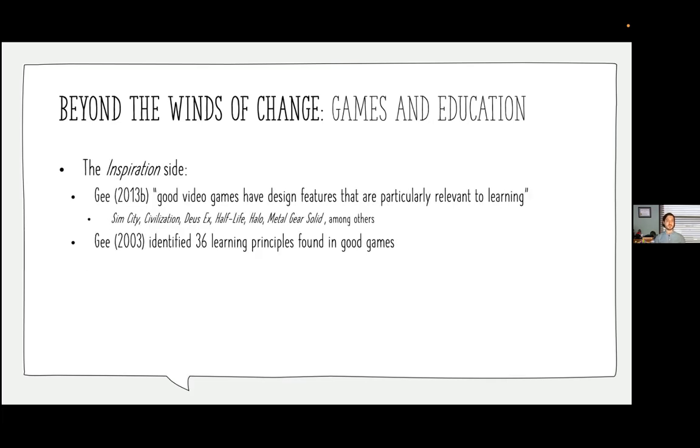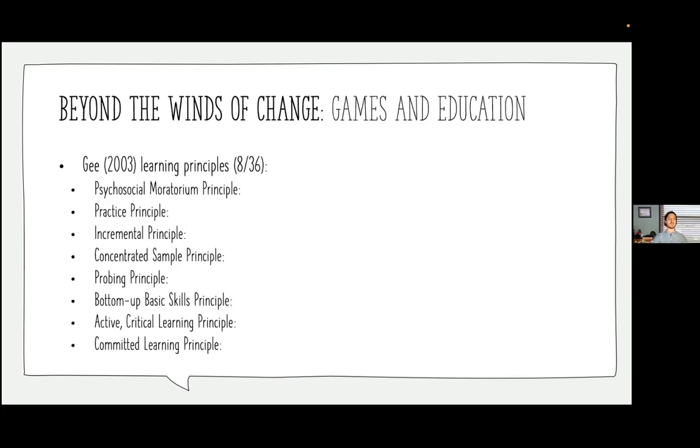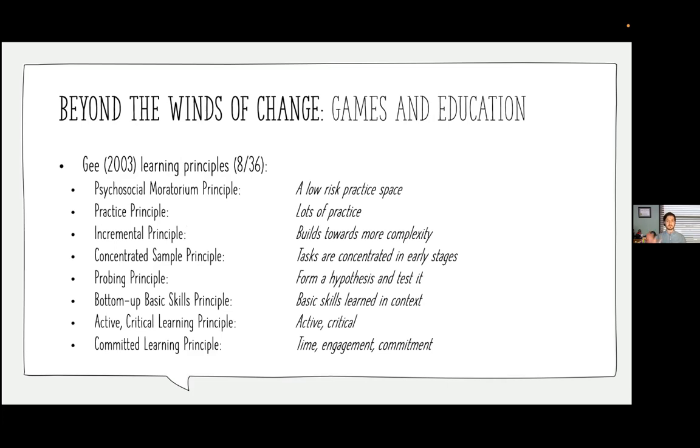And how about the inspiration side? So Gee says good video games have design features that are particularly relevant to learning: SimCity, Civilization, Deus Ex, Half-Life, and he identified 36 learning principles found in good games. Here's just a small sample of these, and I'll have just some summary. So low risk practice space, lots of practice, a build towards complexity.